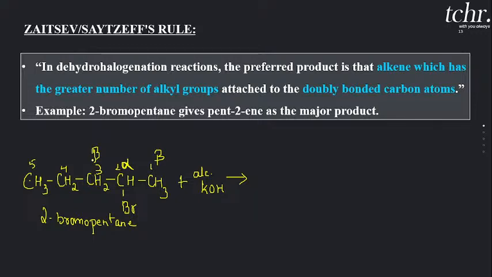Anyway, elimination means you will remove halogen from the alpha carbon. And now you should remove hydrogen from beta carbon. So which beta carbon will you choose?